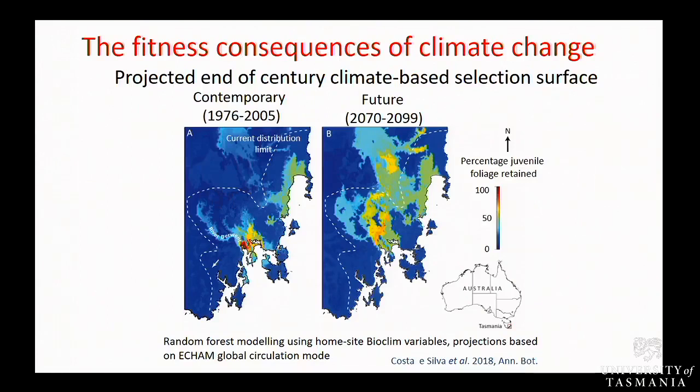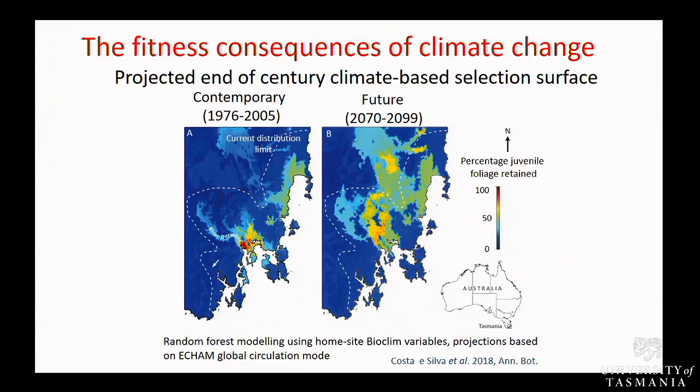Now, we can go on and model the predicted selective surface acting on that trait under climate change. This is the end of the century. This is, for example, our distribution of the trait in the current environment. If we assume that the adaptive surface and the selective surface are in equilibrium in the current situation, then this will change into this selective surface by the end of the century.